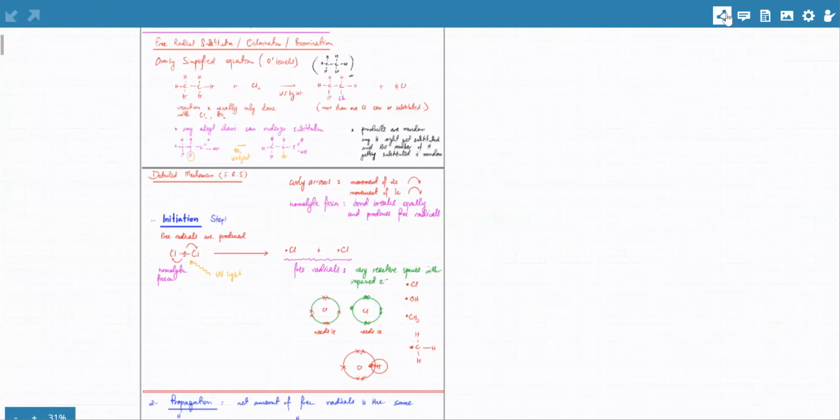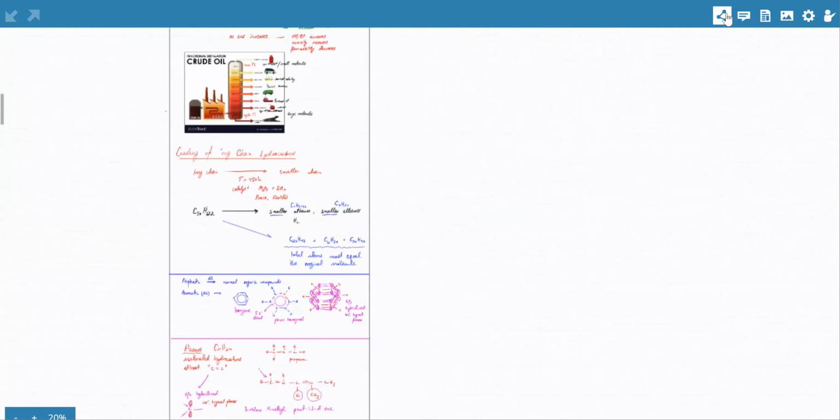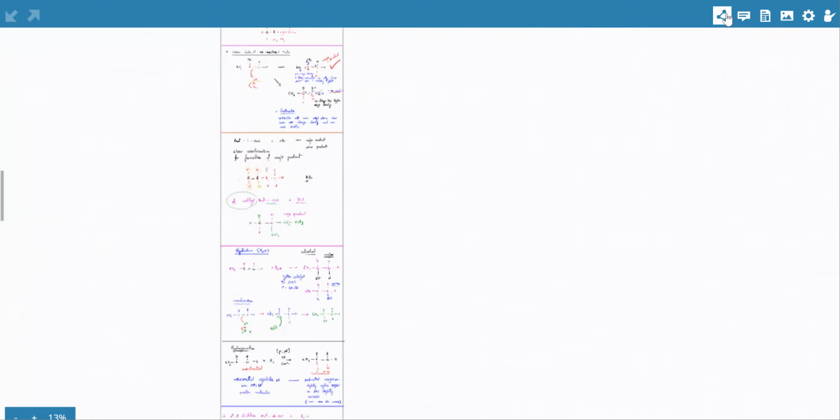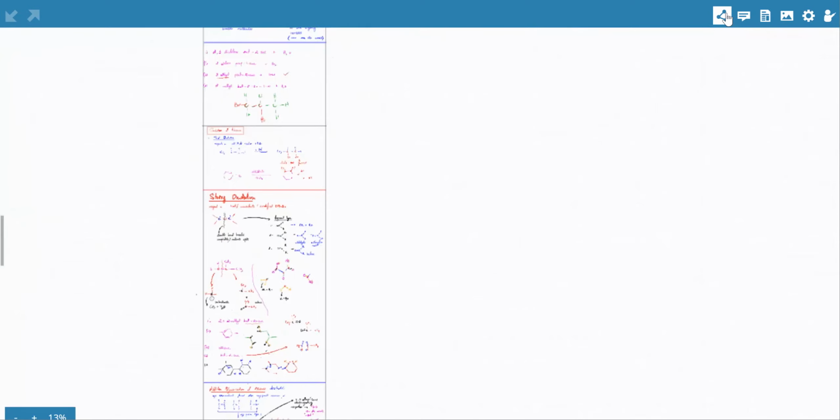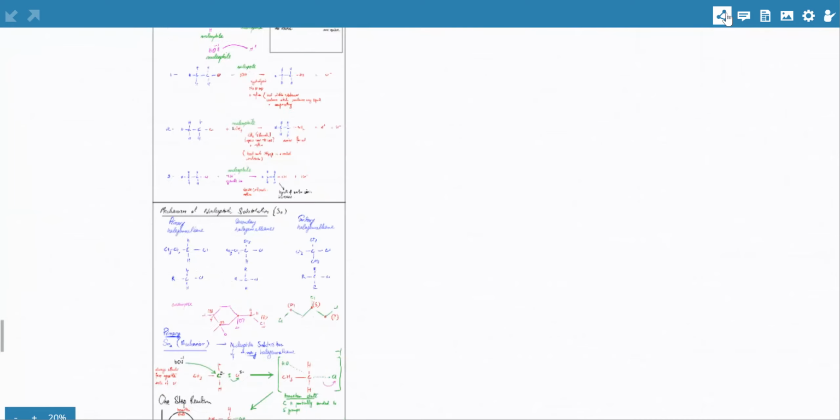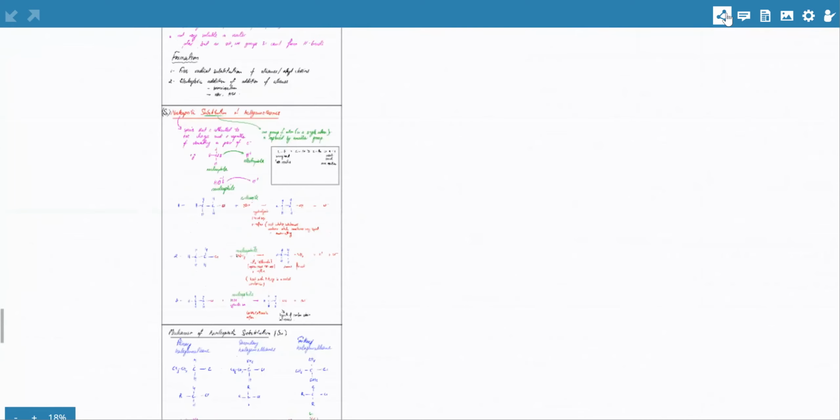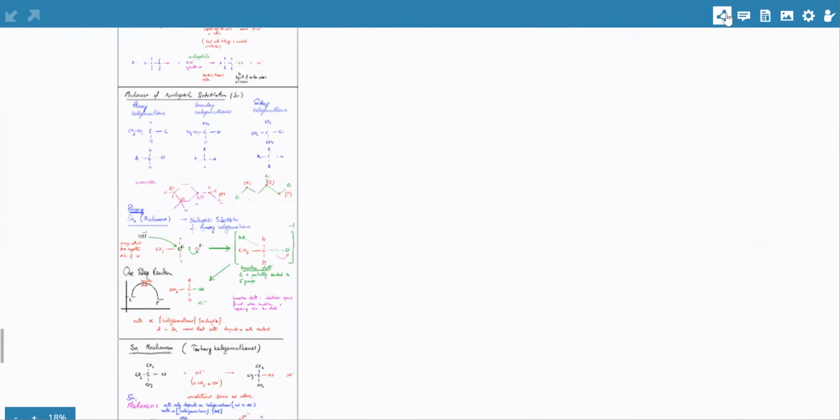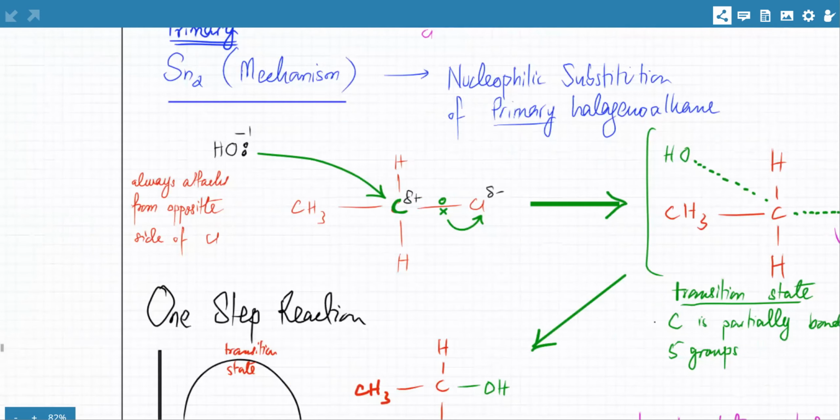Basically all halogenoalkanes will undergo nucleophilic reactions; the nucleophile would come and attack the positive carbon atom.